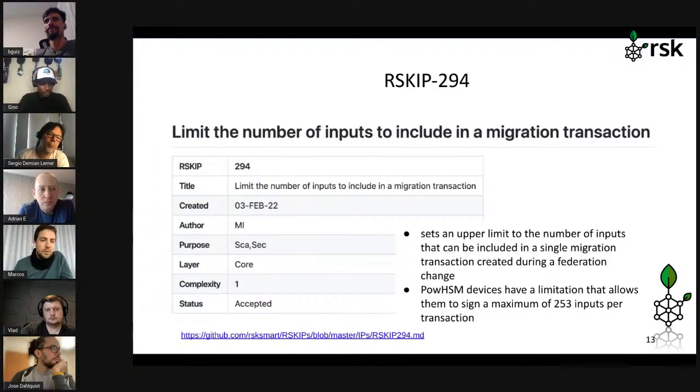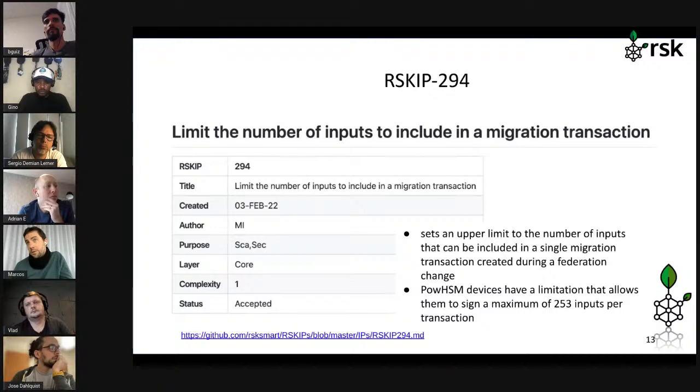Well, okay. Now the next RSKIP, limit the number of inputs included in a migration transaction. Well, this is related to the fact that the use of the platform is increasing, so there are more UTXOs in the bridge, and there's more movement in the peg. And there's a hardware limitation in the PowerHSM devices that they can sign a maximum of 253 inputs in a single transaction.